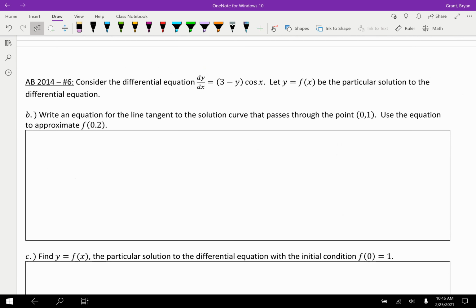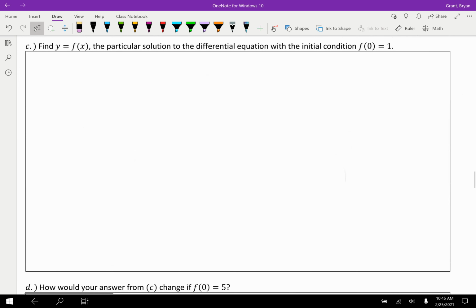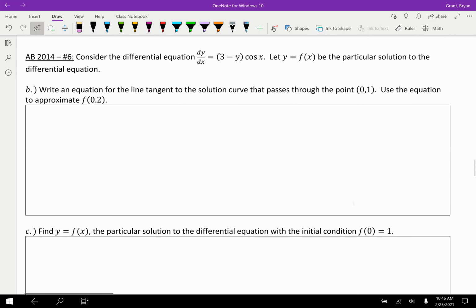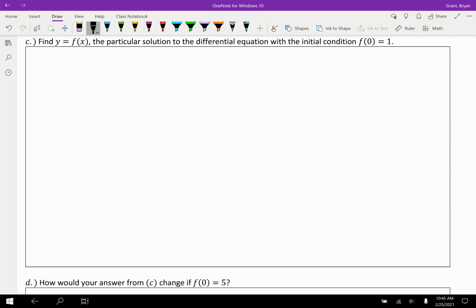Here is a beautiful differential equation. We are again going to skip B, because you should be able to do it. You can go back later on, and we're just going to focus on C and D. So, part C. Find the particular solution. All right, separable differential equation.